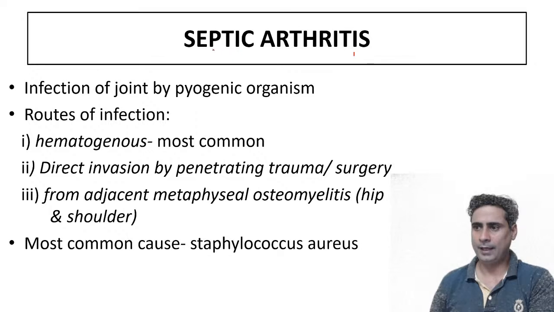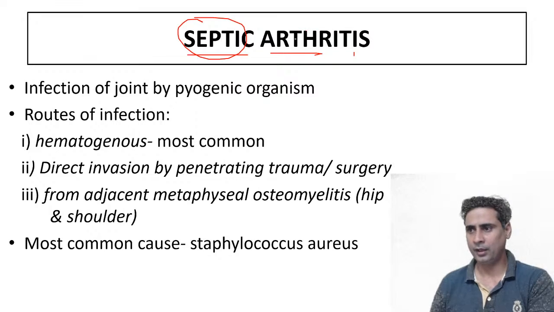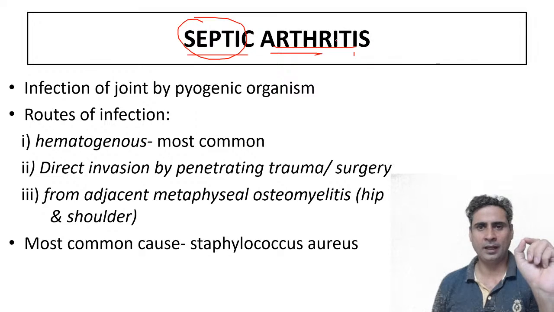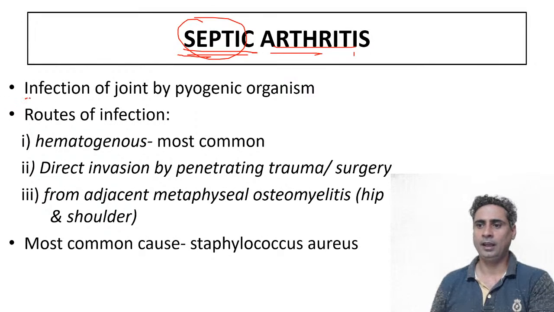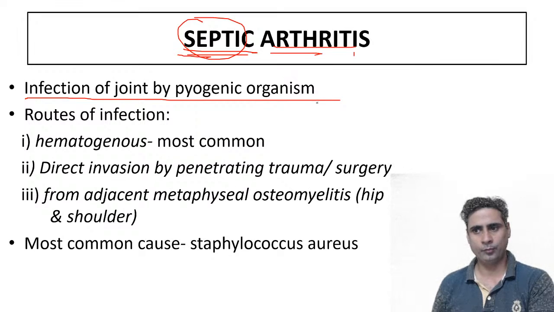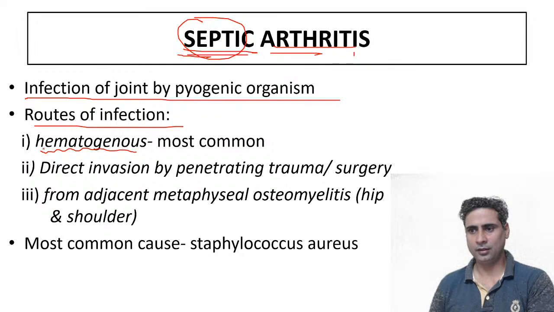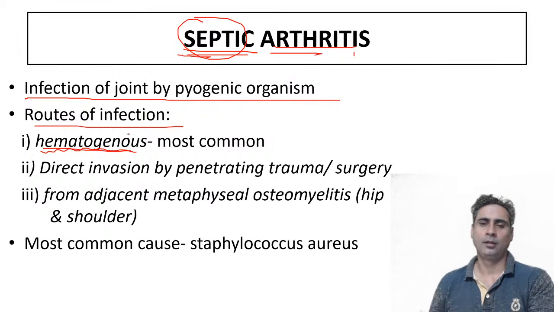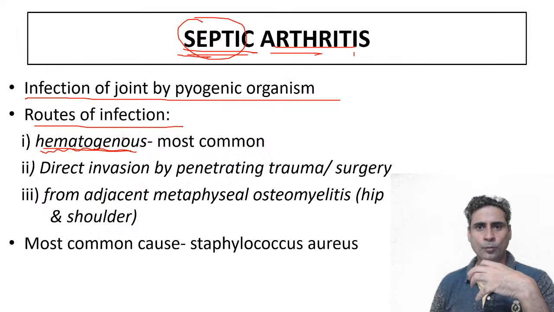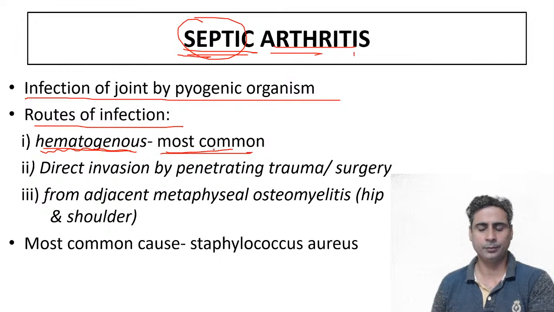We'll start pyogenic infections of joint. So septic arthritis. Septic means pyogenic infection. Arthritis means inflammation in the joint. So inflammation in the joint produced by infection by pyogenic organism is known as septic arthritis. So septic arthritis is infection of joint by a pyogenic organism. Route of infection, here also most common is hematogenous. Infectious organism is present somewhere else, reaching the joint through blood, which is the most common type.